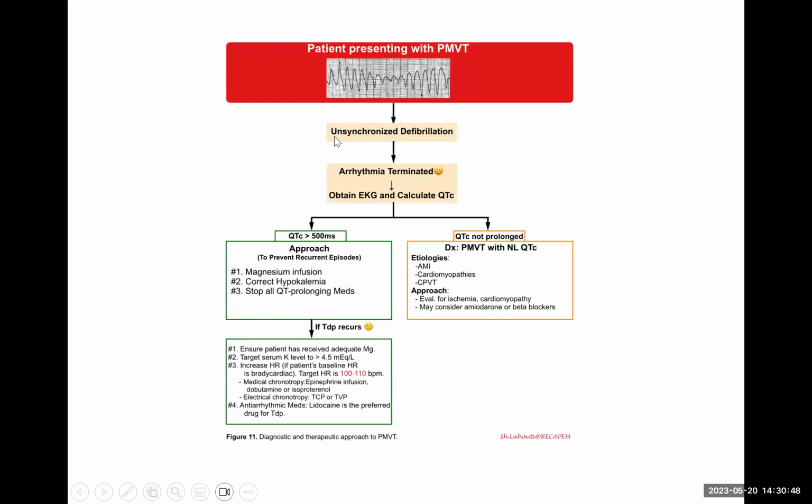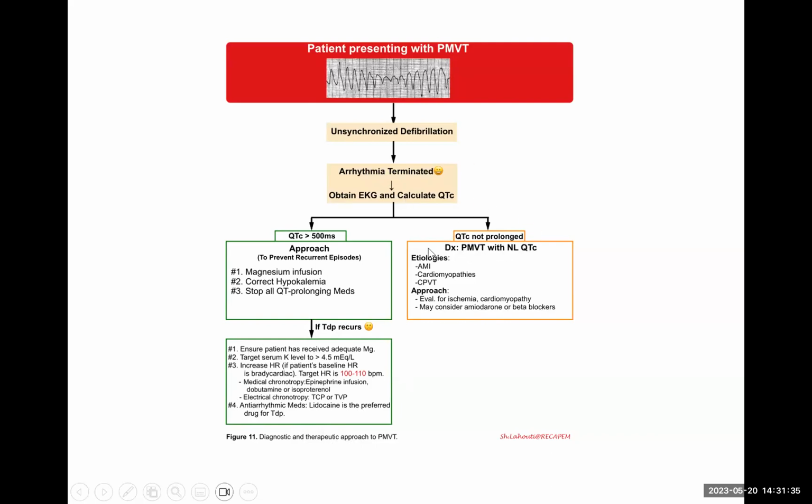So patients with polymorphic VT, of course, need unsynchronized defibrillation. And once the arrhythmia is terminated, look at the ECG. If they have QTc 500 milliseconds or more, then we should treat as long QT with magnesium infusion, correct electrolytes, stop QT prolonging medication, and if Torsade recurs, then we manage accordingly by correcting electrolytes still. If they are bradycardic, increase the heart rate, and sometimes an antiarrhythmic like lidocaine. And of course, if there is no reversible cause and they have already had a VT arrest, at the end they will end up having an ICD. Like our patient actually, she had cardiac arrest later on in a local hospital, so she needed a defibrillator.